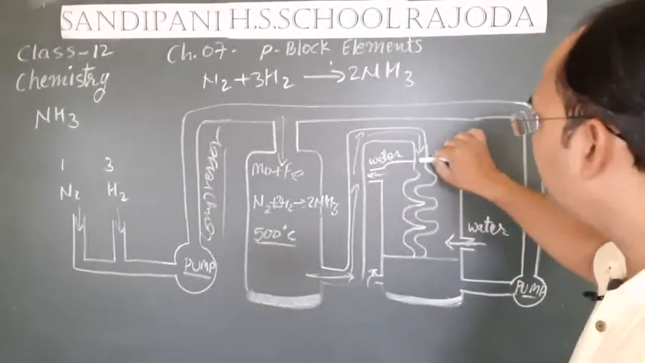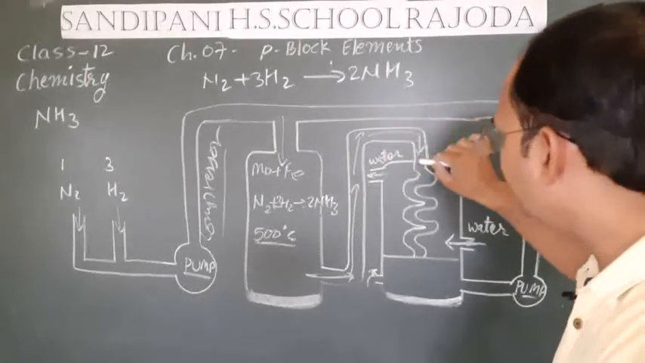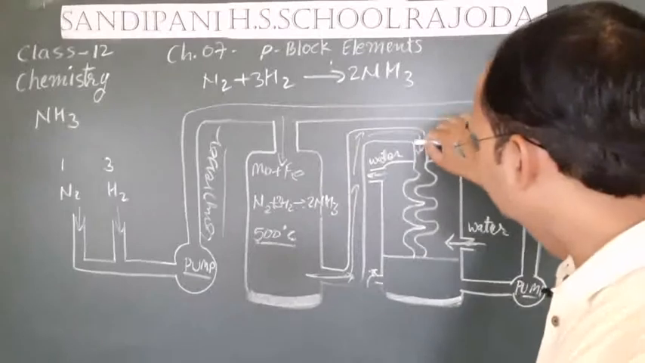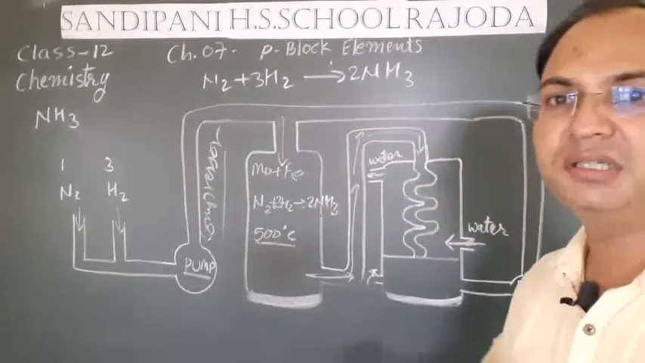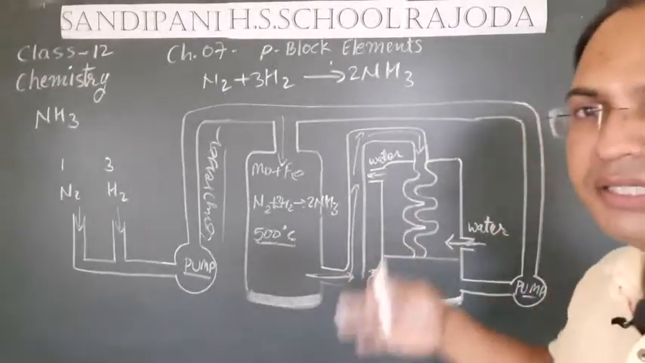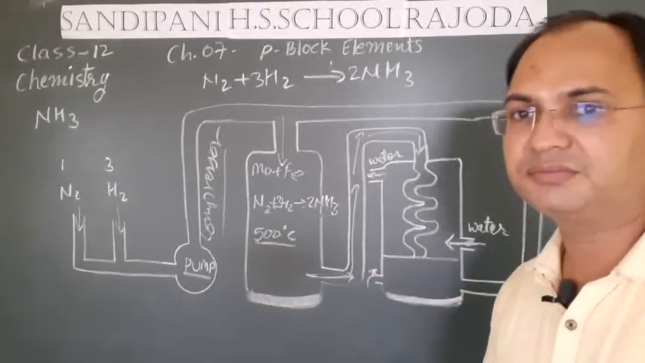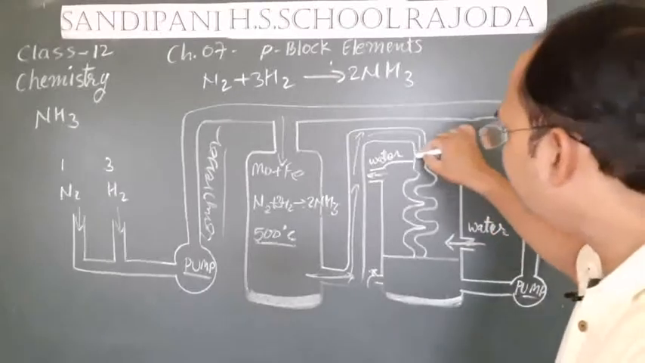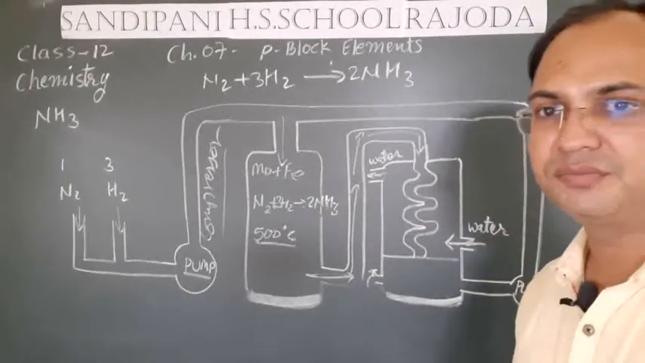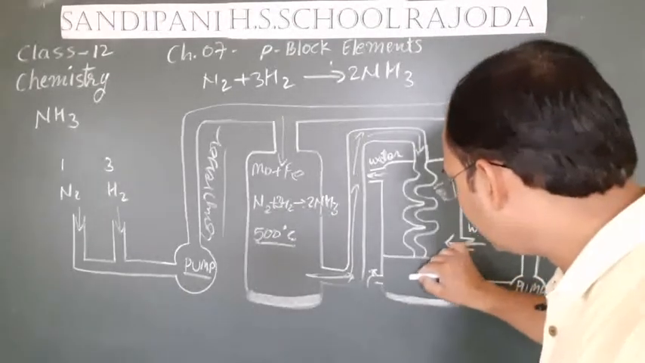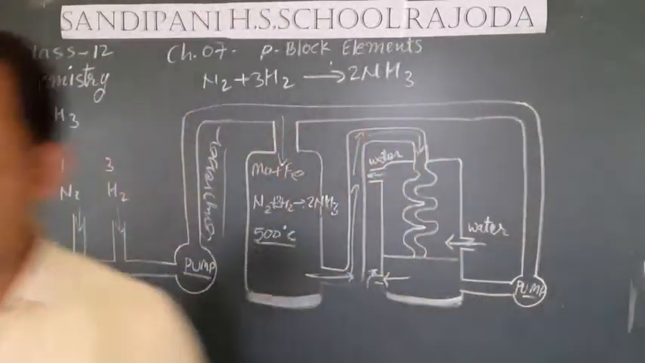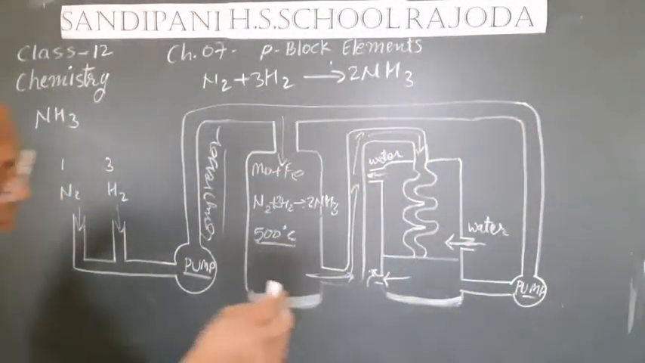And the ammonia and the mixture of nitrogen and hydrogen run in this pipe inside the chamber in the form of a coil, so that its surface area increases and it cools down easily. Now, when the ammonia cools down, it gets converted into liquid. So that liquid ammonia is taken out from this tank. Here it is, our liquid ammonia.